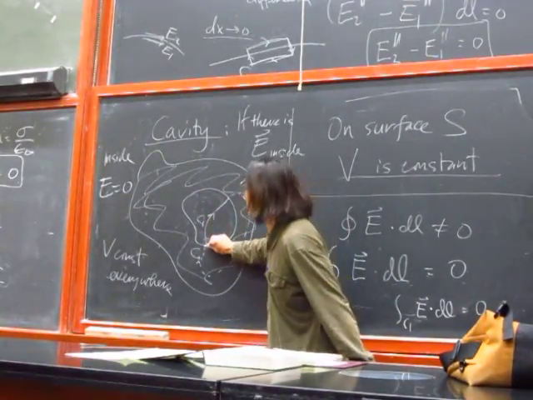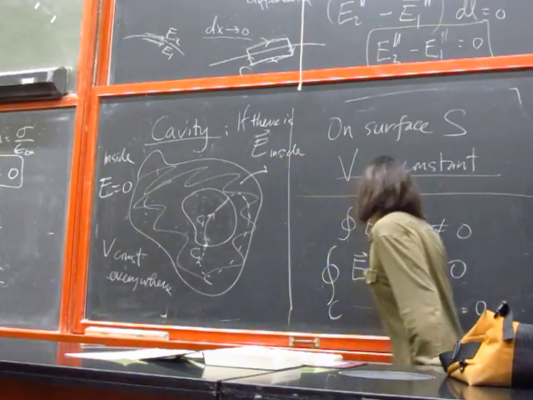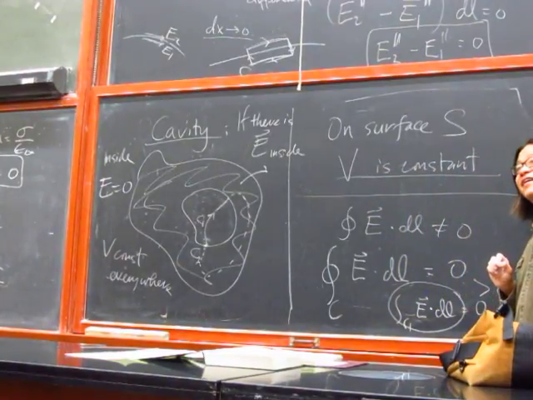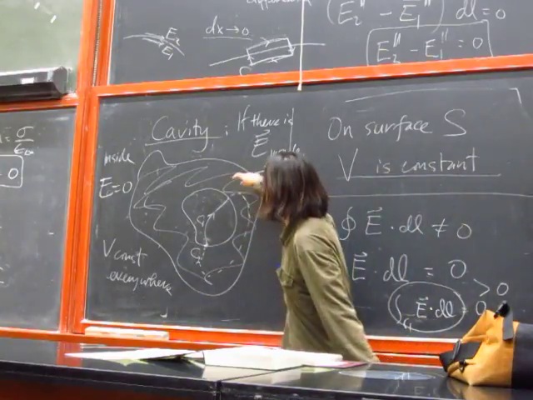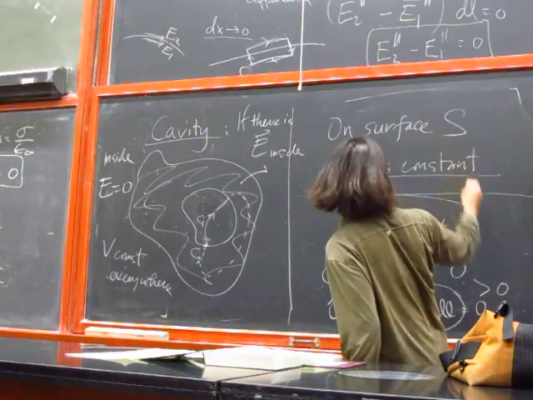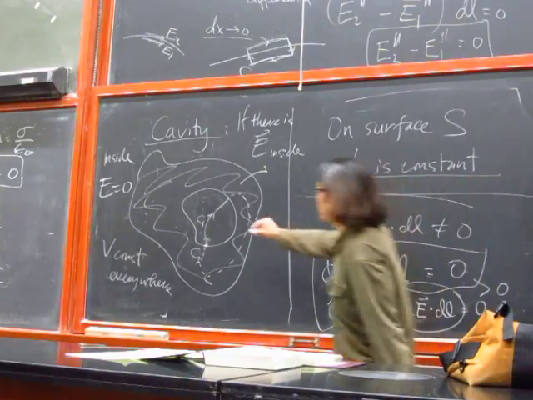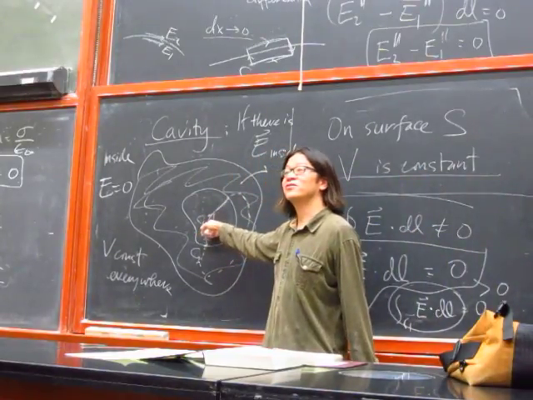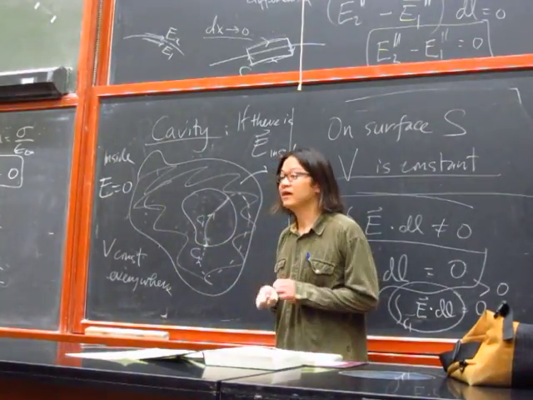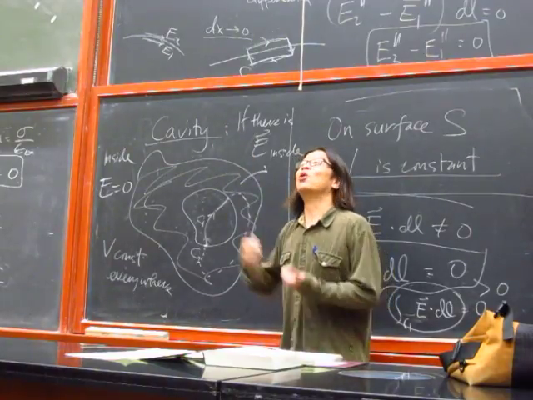If I'm following the field line here, just following the field lines, then this part has to be positive. But by the argument of the electric field being conservative, this portion of the line integral has to be equal to 0 too. So therefore, there cannot be any electric field inside the cavity. A cavity is a hole inside the conductor.